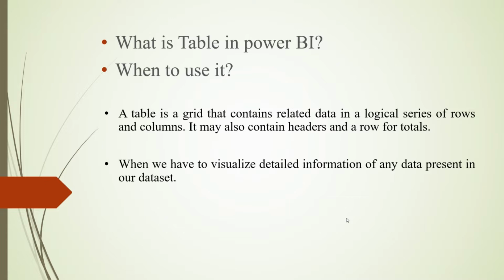When we have to visualize detailed information of any data present in our dataset, then we use the table. For example, if we have to show the product order date, the product ship date, and the product category, we need to visualize according to that particular product. Then we can use the table for showing that product's name, the ship date, and the order date of that particular product. So we can see row wise: this is the product name, this is the order date, this is the ship date, and this is the product category. So let's see in Power BI Desktop how to create it.